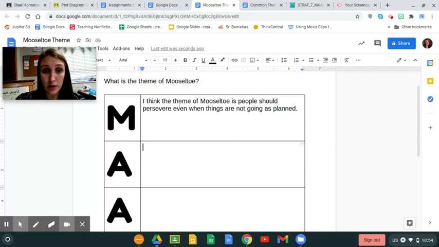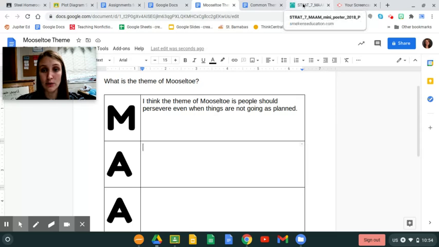I don't want to know why you think that yet. That's what this part right here is for. So remember, this part is what the author says. I don't want to know any of your thoughts in here. I want to know what the author said in the story.